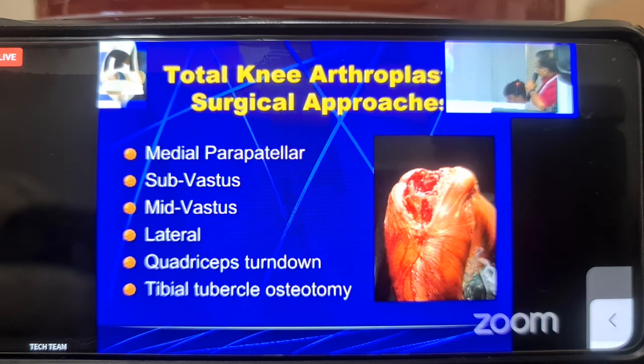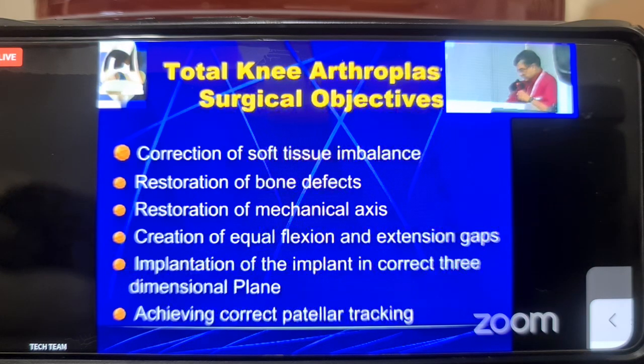Okay, so the common surgical approaches, I have to be a little brief. I can't really go through this whole thing in 15 minutes. Medial parapatellar is by far the most popular, but there are some people who go for the subvastus, midvastus. The lateral approach is useful in very, very tight fixed valgus deformities. You could use the lateral approach; the release is a little bit easier. These are basically revision approaches: the quads turn down, the quadriceps snip, and the tibial tubercle osteotomy.